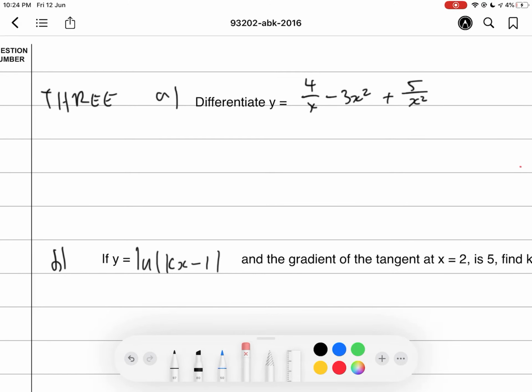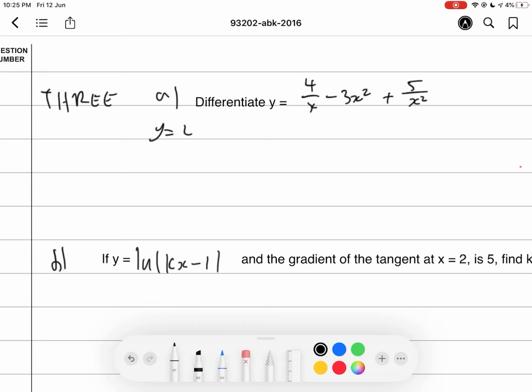Alright, welcome back to question 3 for the 2020 topic test. So getting back into it, differentiate y equals 4 over x minus 3x squared plus 5 over x squared. For this question, I prefer to just use the power rule. How we use the power rule is by moving the x to the numerator, so the power becomes negative.